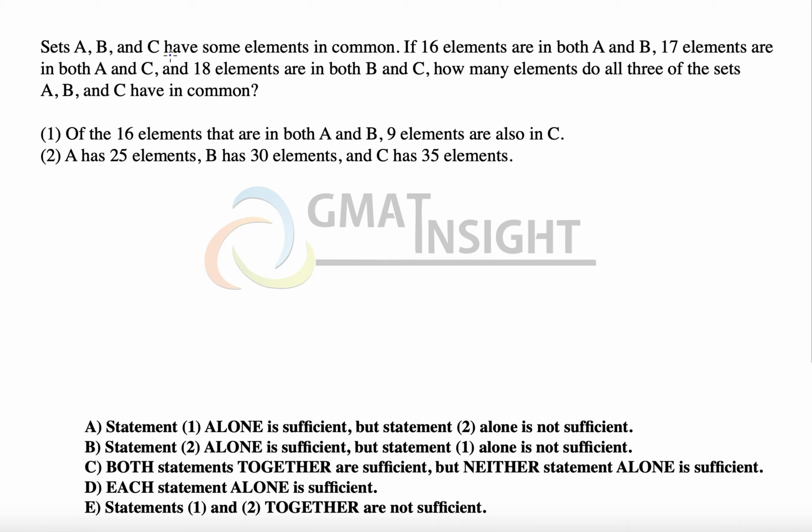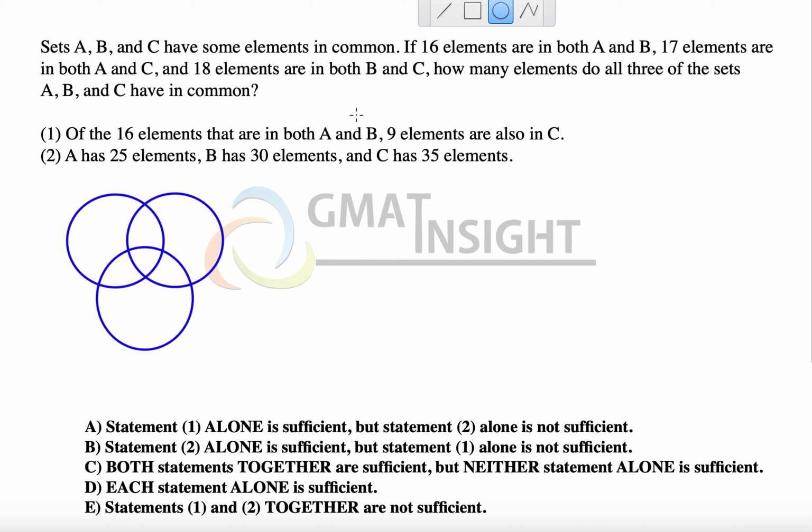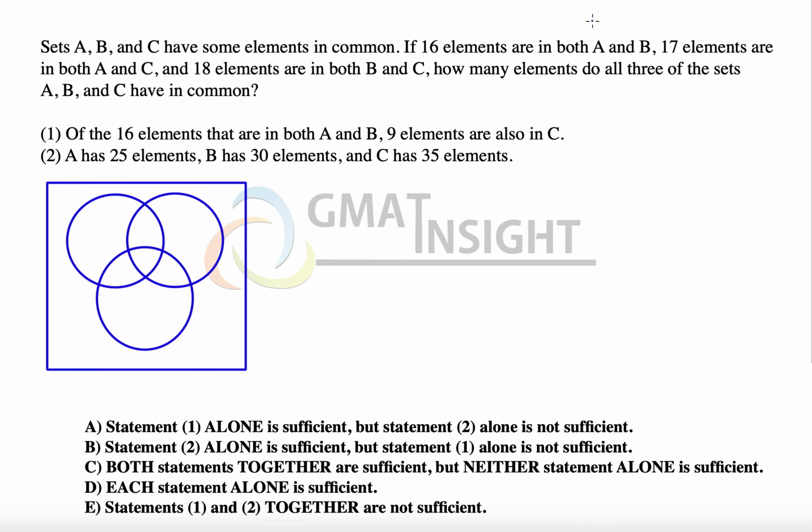Sets A, B and C have some elements in common. So clearly it's a question of three sets. So I'll quickly draw the Venn diagram for this question. This is the first circle, second circle, and here we have the third circle, and a universal set to enclose all the three circles is right here.